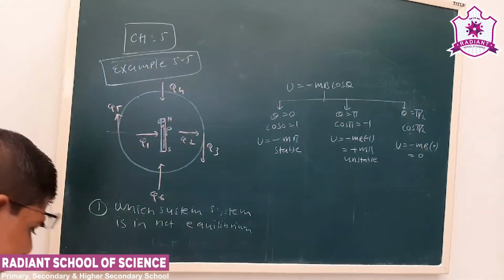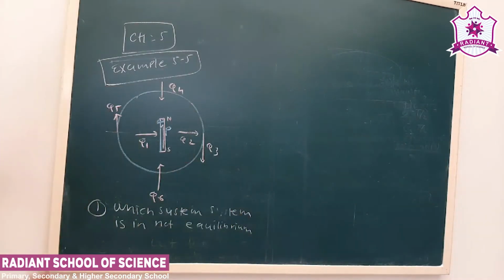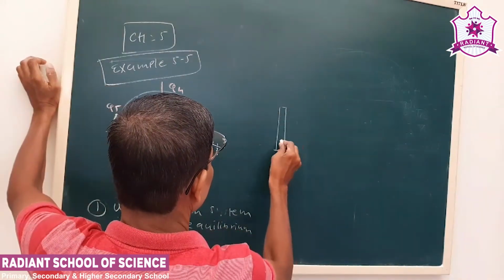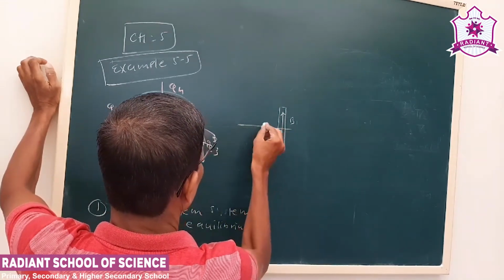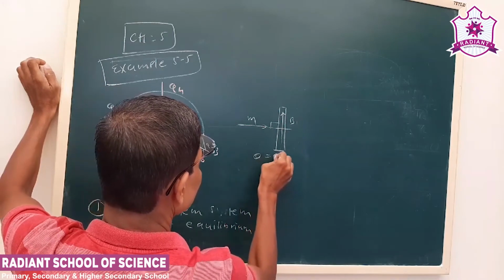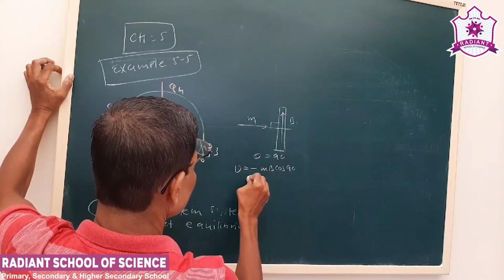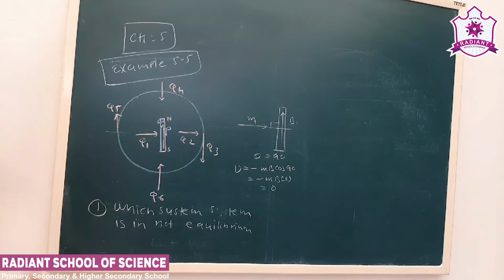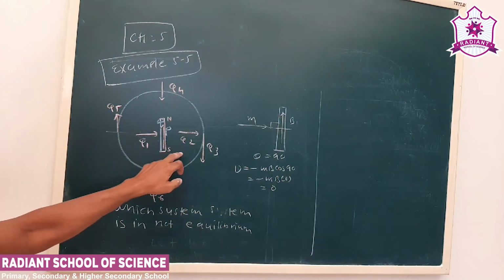Now, consider the case. Suppose Q1. See, this is the magnetic field B, and this is the dipole moment M. What is the angle here? 90. Theta is 90. Cos 90 is 0. So this is not equilibrium. Now similarly we can consider Q2 also.